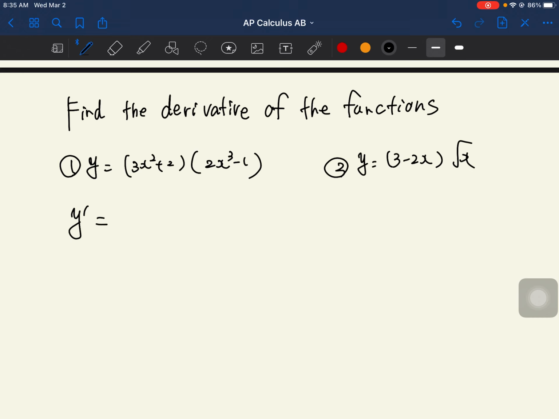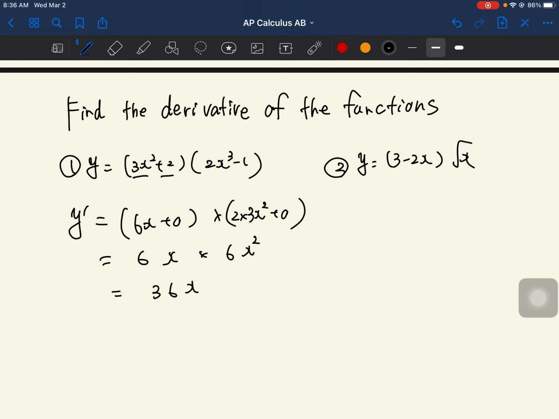Some of you might think this is really easy. You can maybe just find the derivative of each term here. So for example, the derivative of 3x squared is 6x, plus 0 times 2 times 3x squared plus 0, and 6x times 6x squared, and 36x cubed.